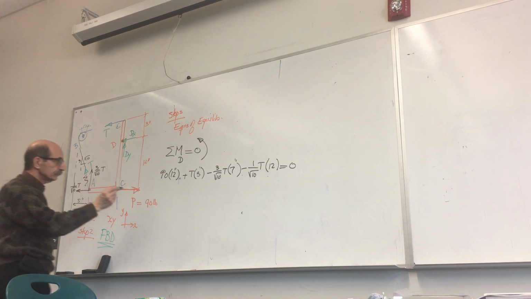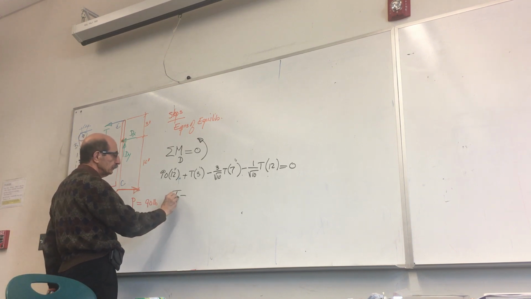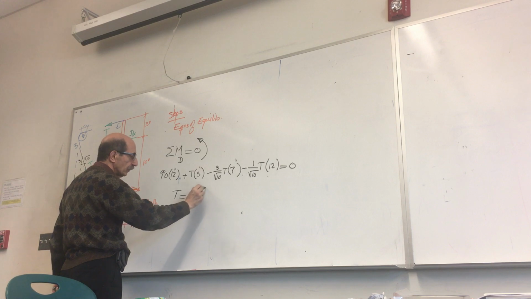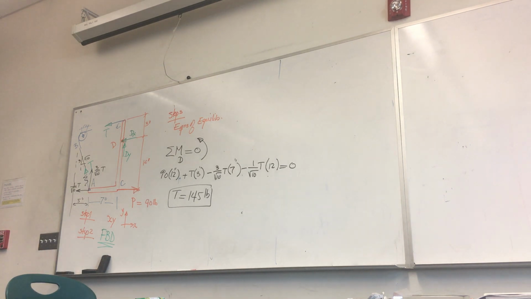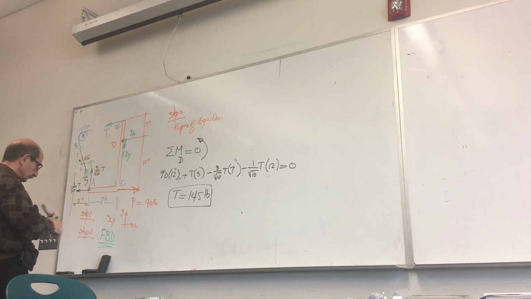If you solve for the unknown here, you'll see that T comes out as 145 pounds, and the assumed direction is correct because it turns out to be positive. Any questions? Okay, so you move on with the next.